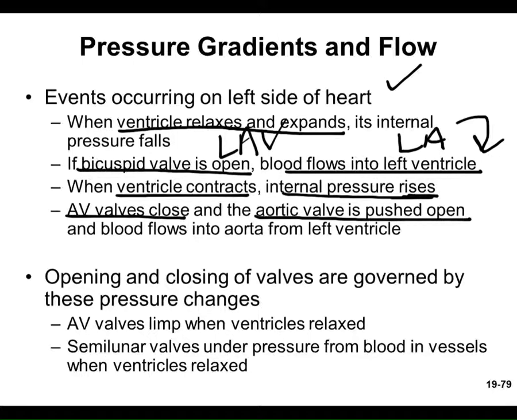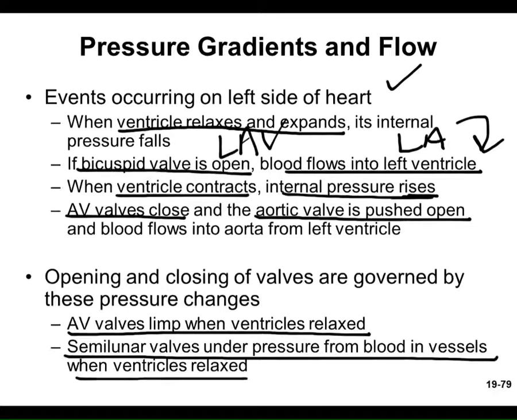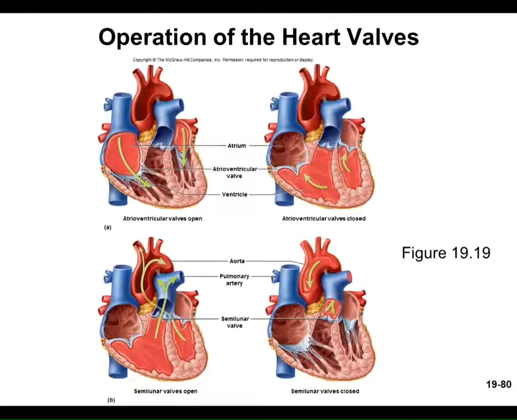So the AV valves basically go limp when the ventricles are relaxed, and the semilunar valves are under pressure when the ventricles are relaxed. Okay? That makes sense? So when the ventricles are squeezing, which valves are open? Yeah, the semilunar valves, right? And they're under pressure, and so the blood is being pushed out. So let's just take a look at this. Let's make sense of this.